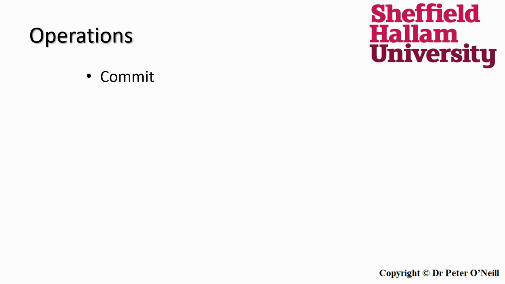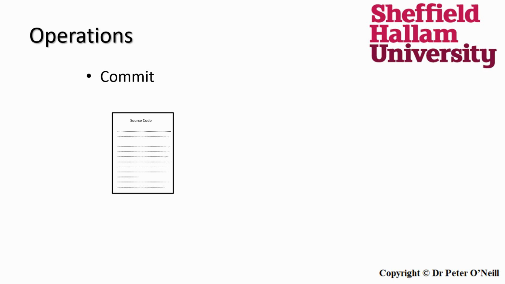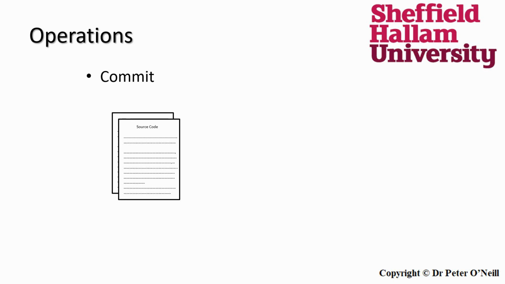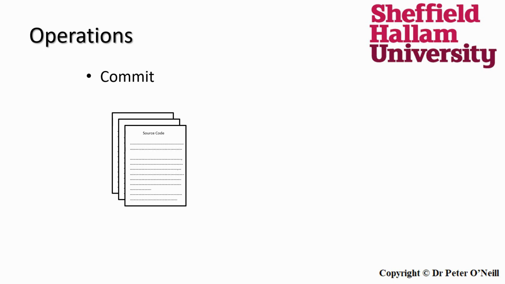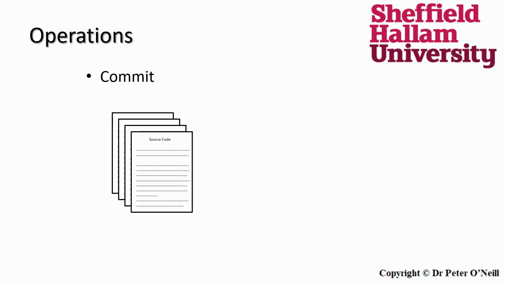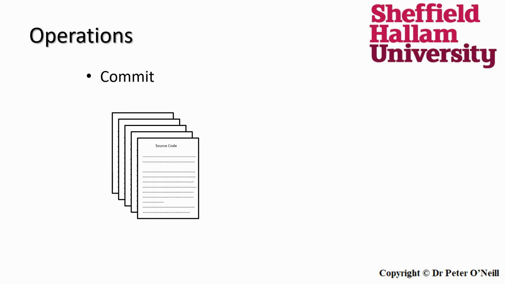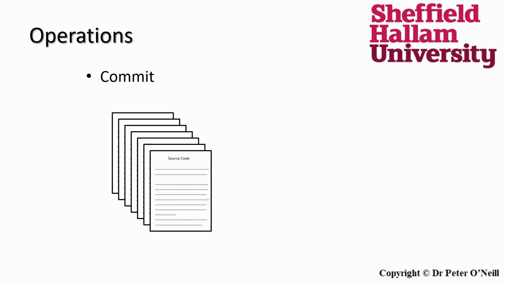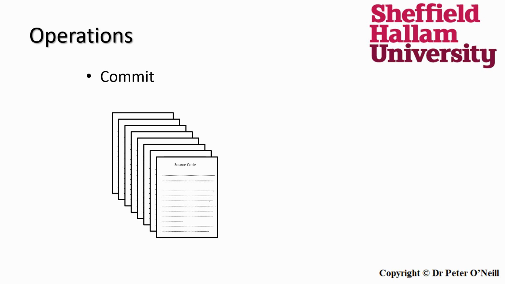Operations. Right, the main operations of a repository. Commit data. So here's our source code, and every time we commit, we add a layer on top. Okay? And so on. In addition to committing our source code, we can also add comments to each commit. So we can say what we were doing at that particular time.